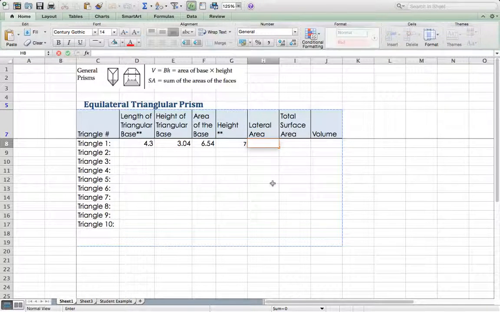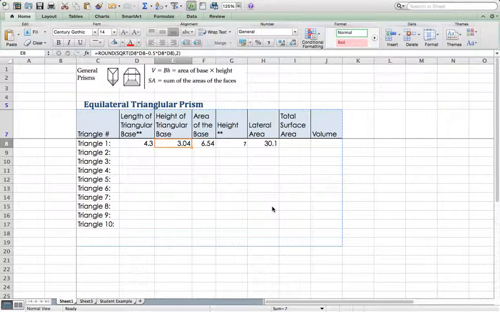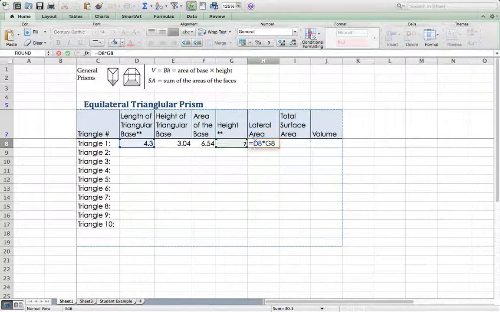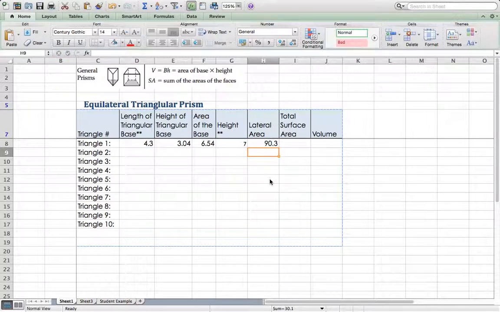The lateral area will be equal to the triangular base length, so that little base length, times the height. That's how I get one of the rectangles. So the length of the triangular base is, I'm not going to write 4.3 because that's going to change, D8, right? See, it's saying I'm referencing that cell, times the height, right? For a rectangle, it's length times width. So the height is not, don't put 7, put G8. But since there's 3 of these, I'm going to put times 3.